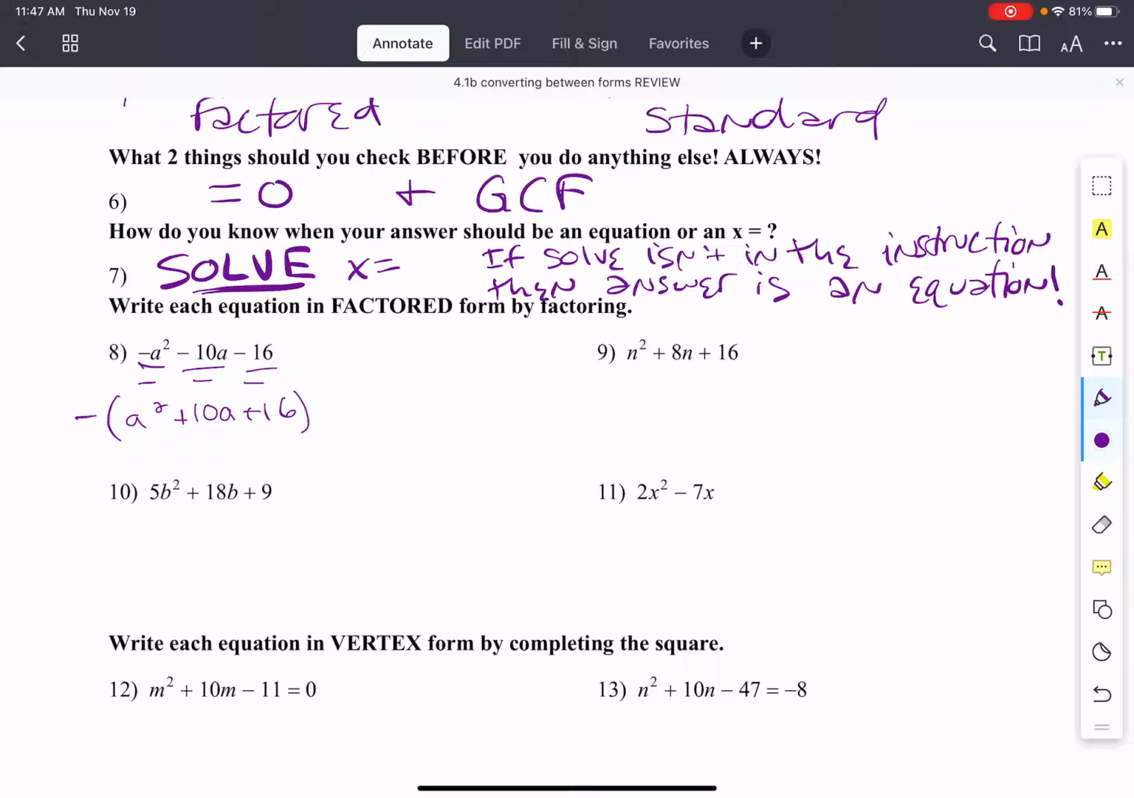Do I want to know what A equals? No, because the word solve's not in the instructions, right? So my answer is going to be an equation in factored form. Okay? So to get that, I'm going to set up my regular box or extra box? Yeah, regular box. And I'm going to add to the middle number and multiply to the last number.